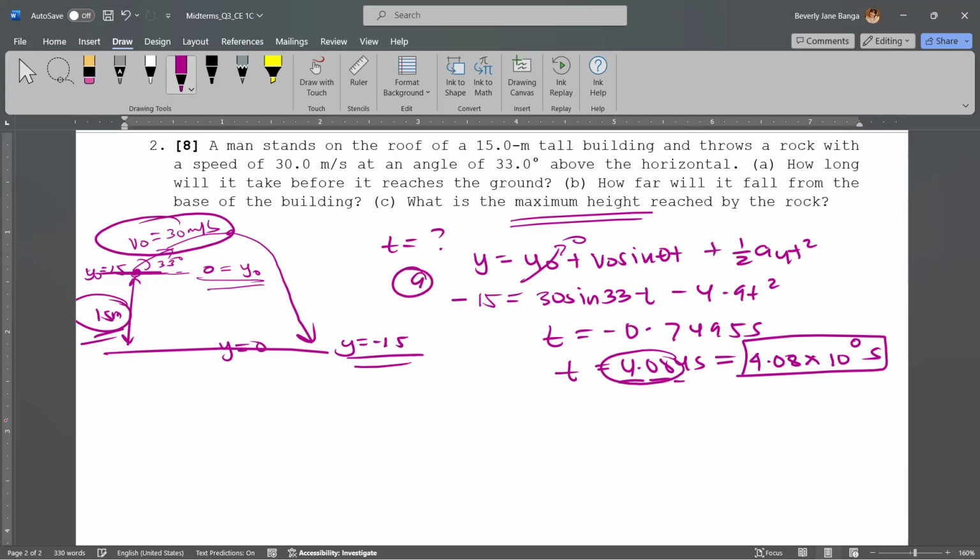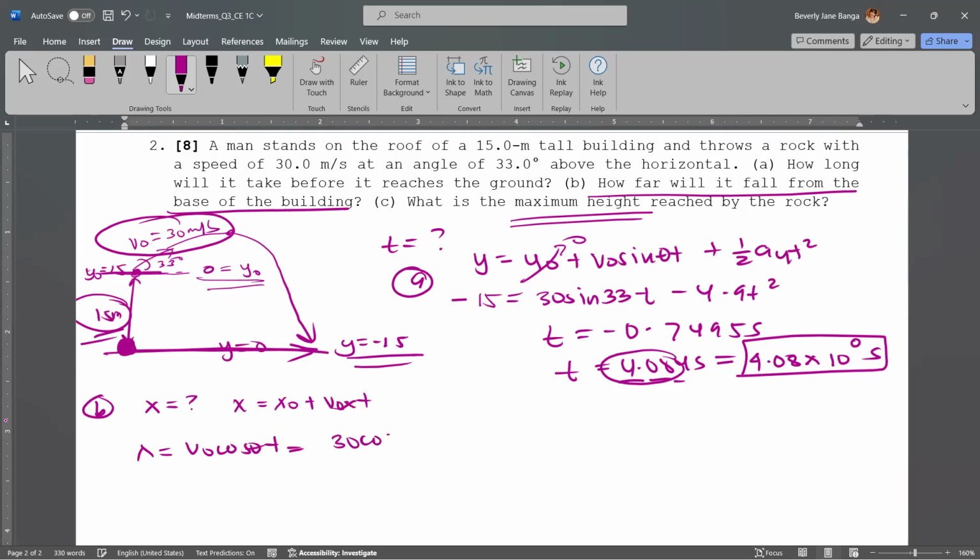Now for letter b, the question is, how far will it fall from the base of the building? This is the base of the building. How far from here? So x is what we are looking for. x is simply x naught plus v naught x t, so x equals v naught cosine theta t. This is 30 cosine of 33 times which time should I use? The time when it reached the ground. Take note, this is the time it took for the rock to reach the ground.